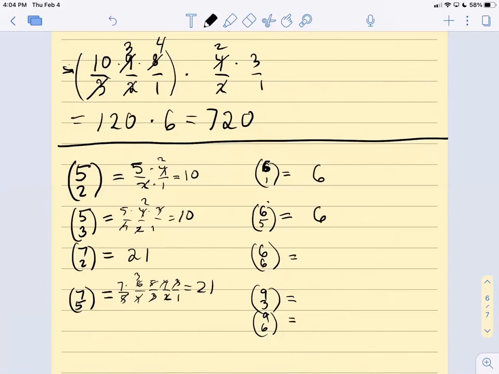Did anyone calculate 6 choose 6? I got 1. Nice. Very good. If you actually do it out, you get 1. And then the last two. Anyone get 9 choose 3 and 9 choose 6? I got 84. Nice, Corbin. Excellent. Did you get both of them? Yeah. Perfect. Okay, so let's take a look.